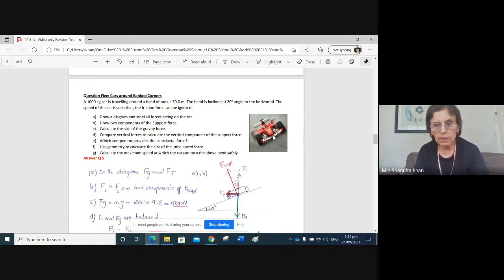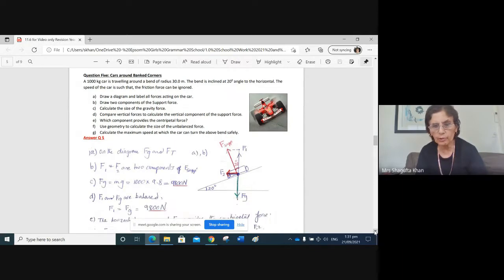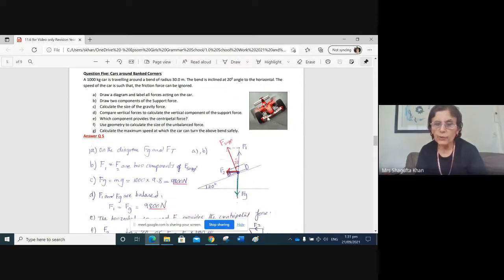So again, to solve these problems, we will draw the forces, which will be similar to the forces that we did for the conical pendulum. So gravity force or weight force always acts downwards. Support force will be at 90 degrees angle to the road surface. Now, friction force, to keep this question simple, we're assuming that there's no friction force, but if there was a friction force, that will be along here. But in this case, there is no friction force. So these are the only two forces.